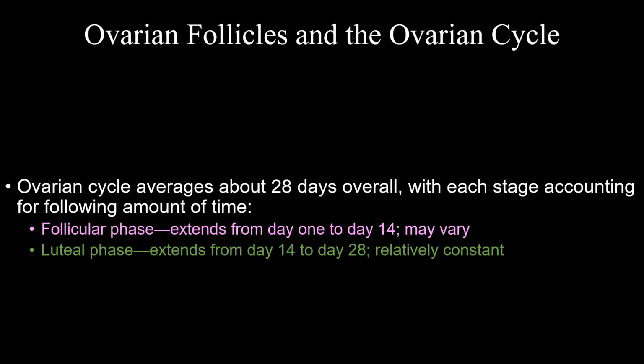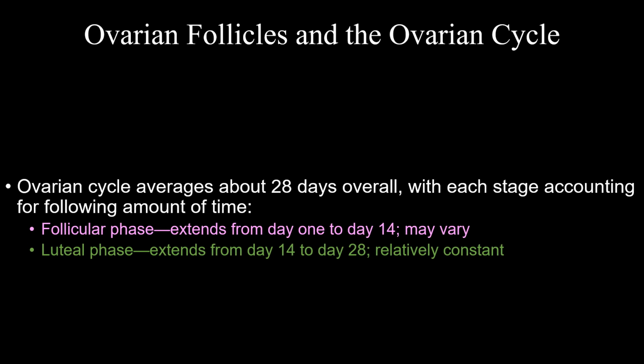And it's common for the same woman to experience 1 or 2 day fluctuations from one cycle to the next. In these cases, it's the length of the follicular phase that will vary. The luteal phase tends to remain constant. It is almost always 14 days from the time of ovulation to the end of the cycle.